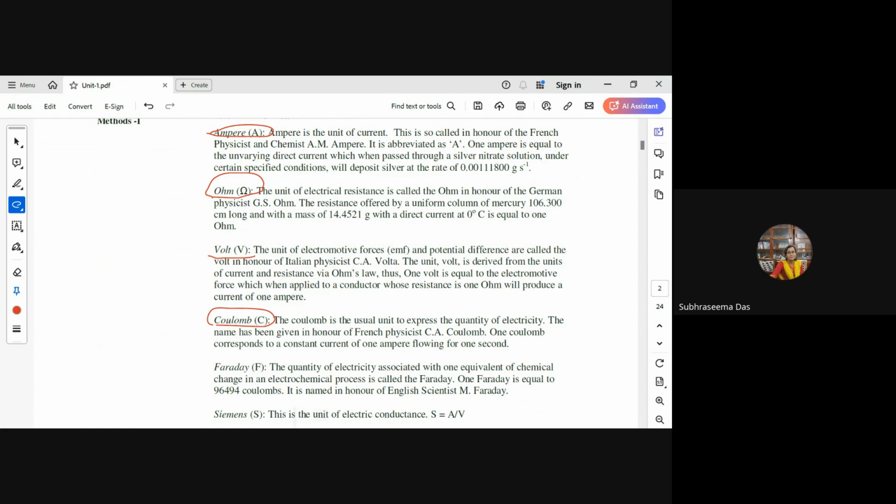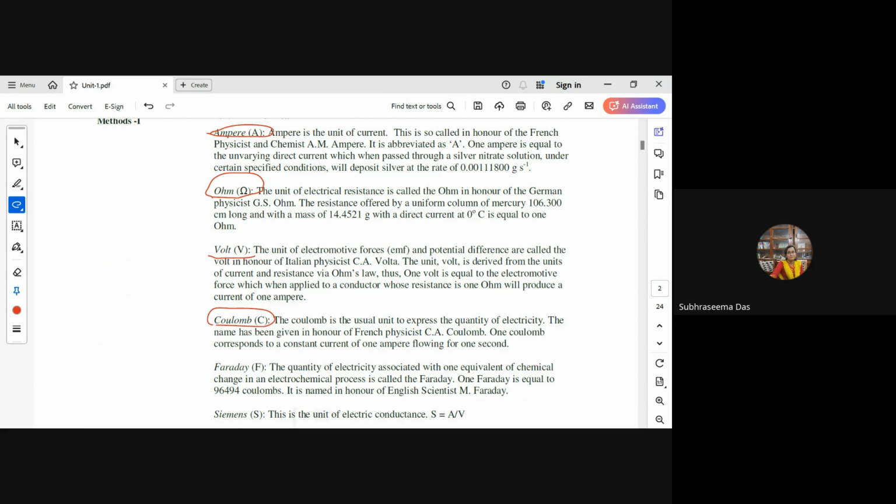1 coulomb corresponds to a constant current of 1 ampere which flows through a particular substance for 1 second. So coulomb is represented in capital C.